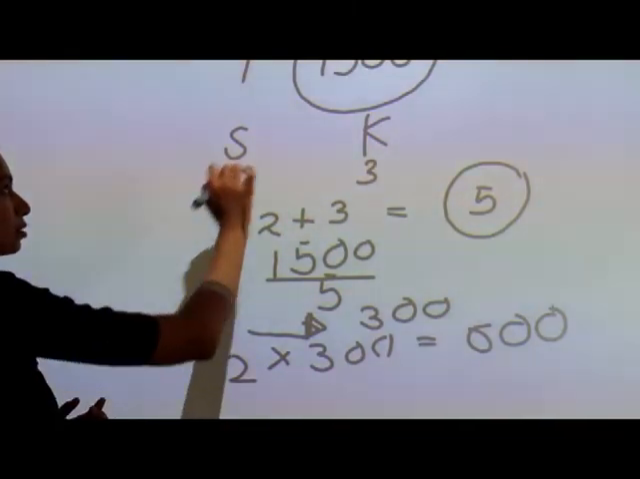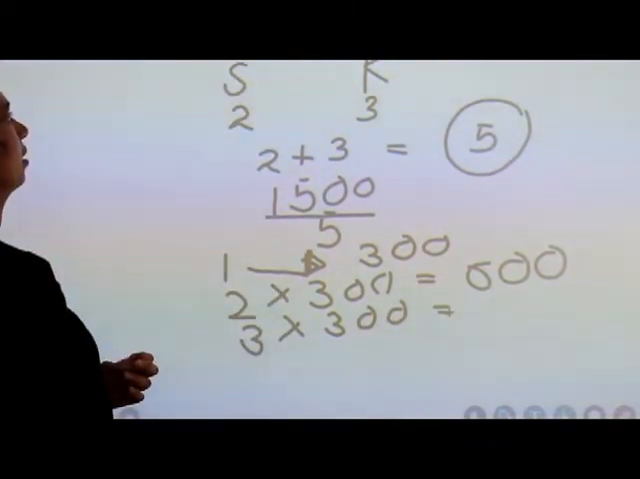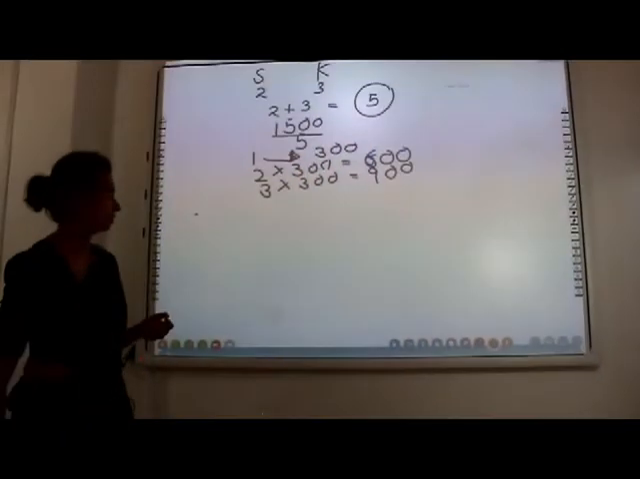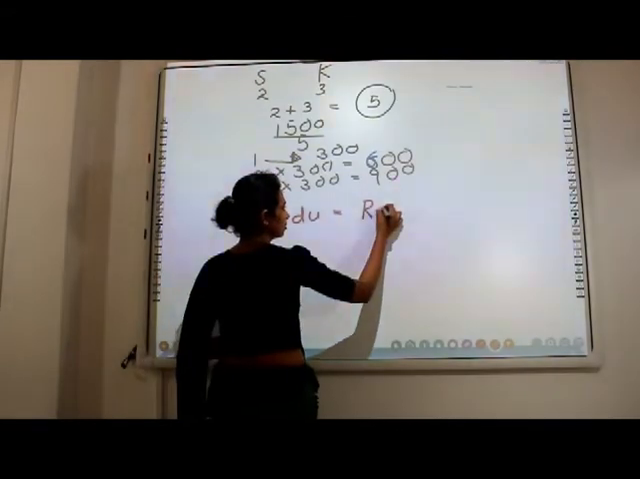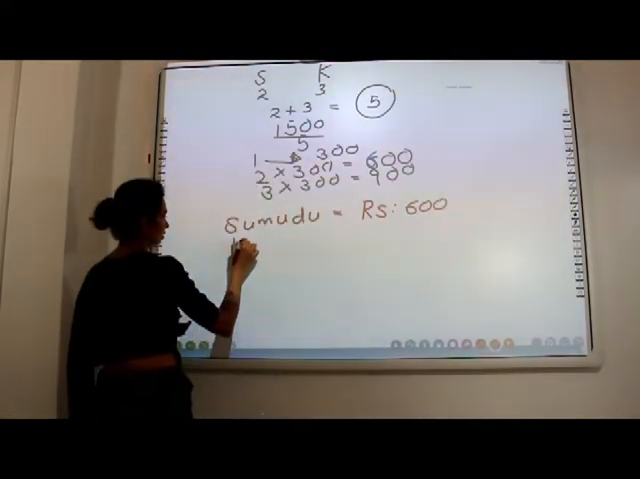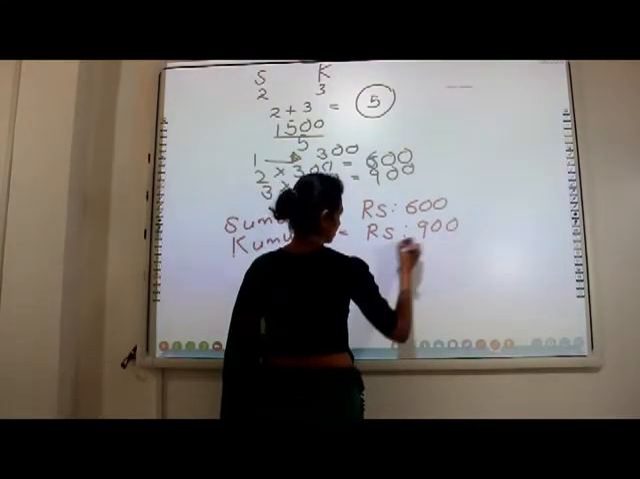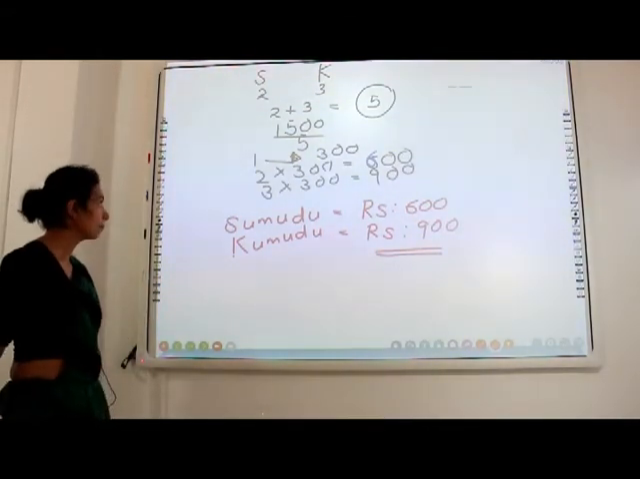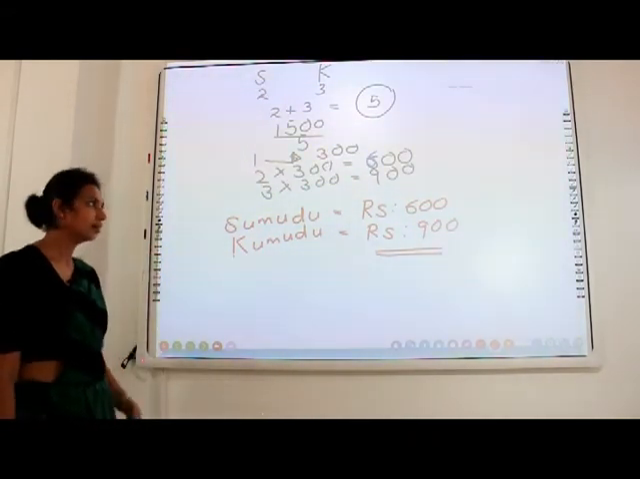When Sumudu gets 2 parts, Kumudu gets 3 parts. So 3 should be multiplied by 300. Answer is 900. The question asks, what is the amount each gets? So we can write: Sumudu gets 600 rupees and Kumudu gets 900 rupees. This is the answer. And keep in mind that you have to mention the units here. So this is the method of solving this type of question. And finally, after getting the answer, you can check your answers.